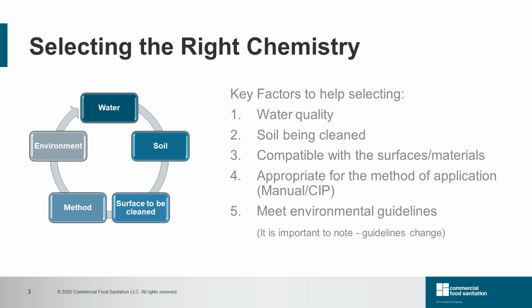We just discussed the four factors of cleaning and their relationship. Now I will introduce how to choose the right cleaning chemicals. When selecting cleaning chemicals, we must consider these five factors: water quality, soil to be cleaned, the material of the surface being cleaned, the cleaning method, and environmental requirements.